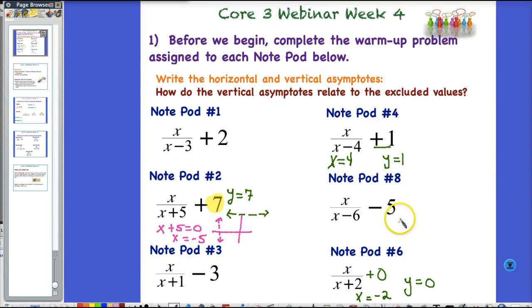If we look at Unique, did you already change your answer? We're going to go to you now. So you are notepad number 8 here. Same thing. If we look at what this x would need to be to make the denominator 0, we would get 6, which is what you have.